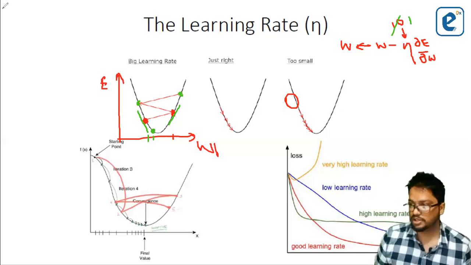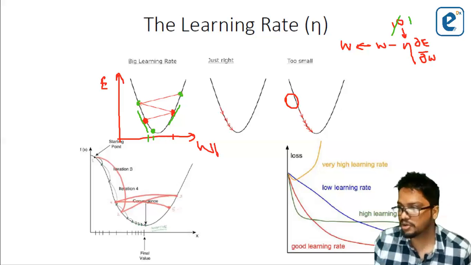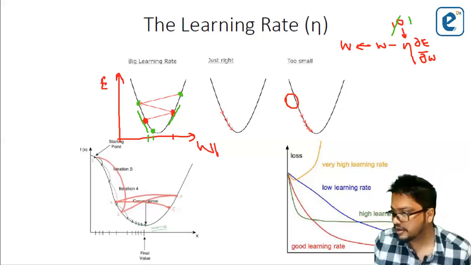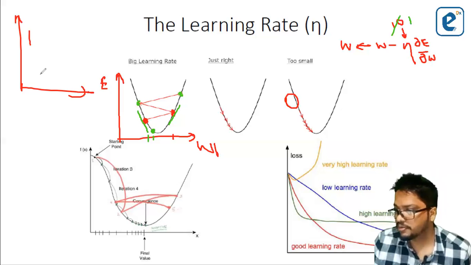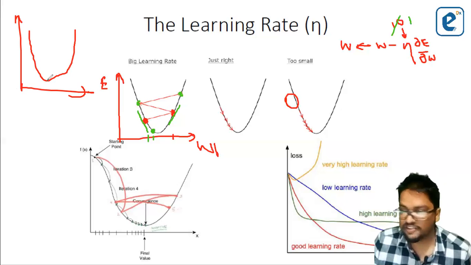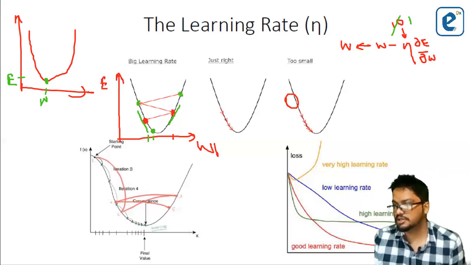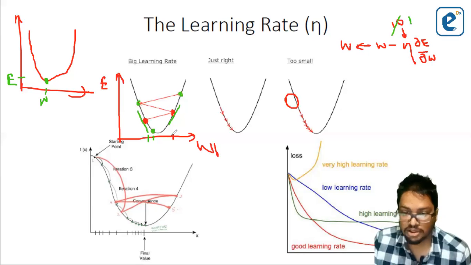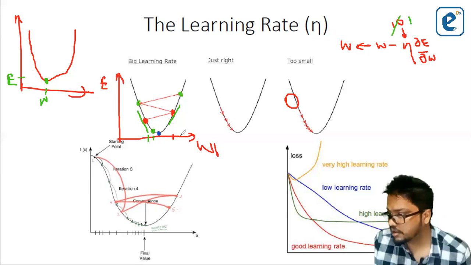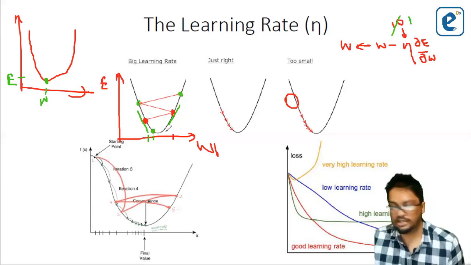Convergence is when the weight can reach the value which gives the minimum loss. So this is not going to converge here; you can see that this point will not be reached.